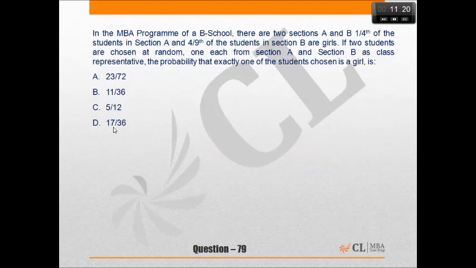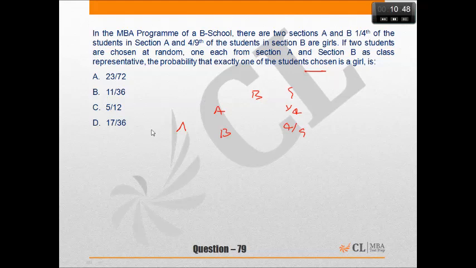Two sections, 1/4 of students in two students. Probability exactly one of the students chosen is girl. Section A, boys and girls. Two sections A and B: in section A, girls are 1/4, and in section B, girls are 4/9. The probability that exactly two students have to be one from each section.